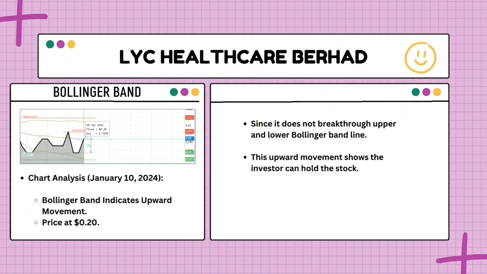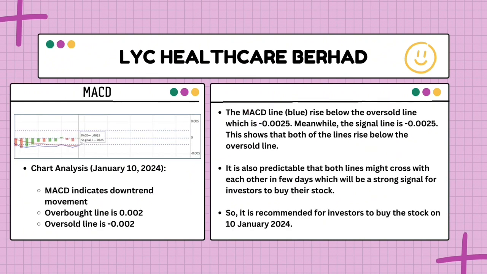In Bollinger Band, chart analysis on 10 January 2024 shows that the Bollinger Band indicates upward movement. The price is at $0.20. Since it does not break the upper and lower Bollinger Band lines, this upward movement shows the investor can hold the stock.